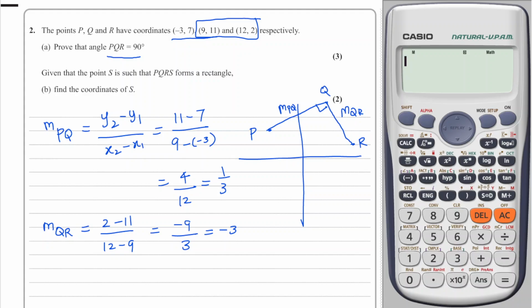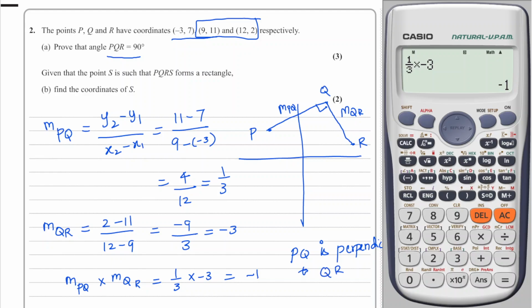Now for finding that the two lines are perpendicular, I need to multiply M_PQ times M_QR. So this value becomes 1 by 3 times minus 3, which becomes minus 1. So we can write it as PQ is perpendicular to QR, so that we can mention the angle PQR is equal to 90 degrees. So this is the way we can prove that.